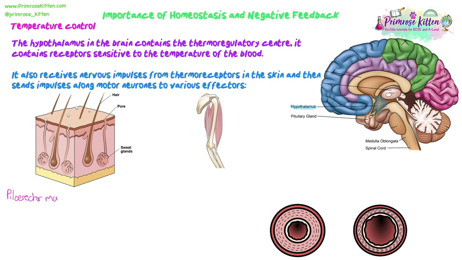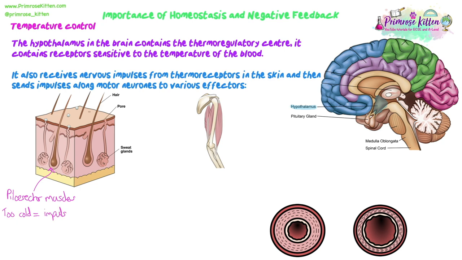So one of the effectors is the piloerector muscles in your skin, which are responsible for raising and lowering your skin hairs. So if you are too cold, and the hypothalamus detects this, electrical impulses, action potentials, are sent down motor neurons to these muscles, and they contract. And as they contract, they will pull up your hairs to stand up straight. This is when you have goosebumps and all your hairs stand on end. That's what this is when you're cold.